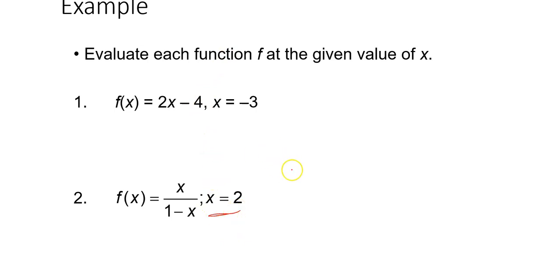Let's try that. In other words, for number 2, I want f of 2. F of 2 is 2 over 1 minus 2. Okay, order of operations, let's simplify the bottom first. 1 minus 2 is negative 1, and then 2 divided by negative 1 is negative 2. So I've evaluated at the given value of x. The given value of x was 2, so wherever I saw an x, I replaced it with the 2.